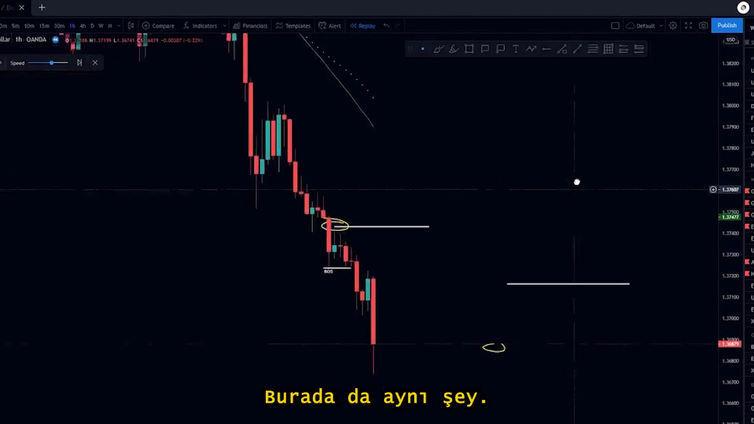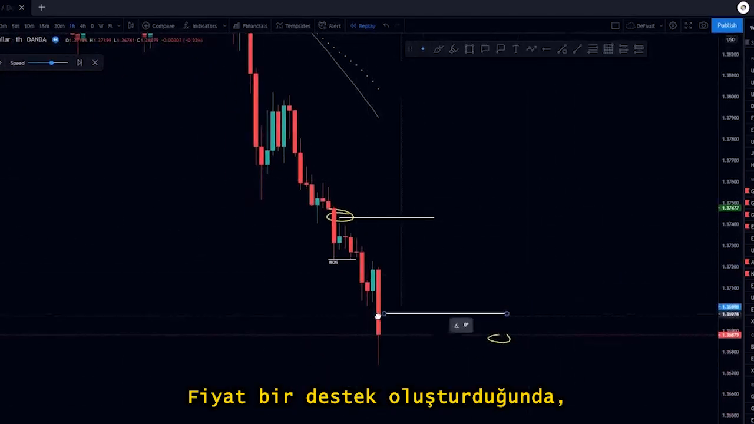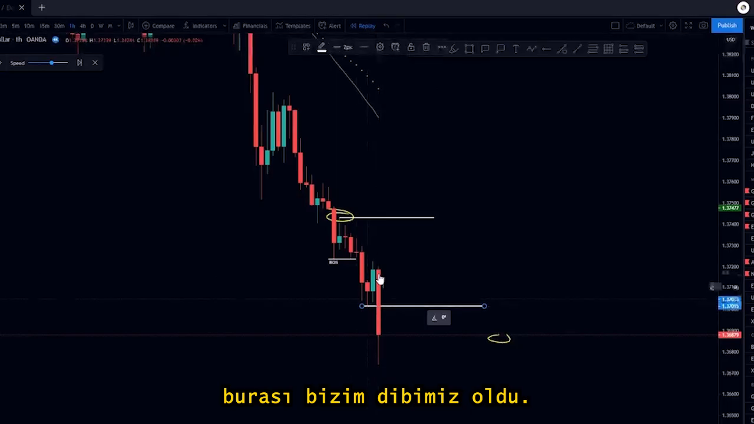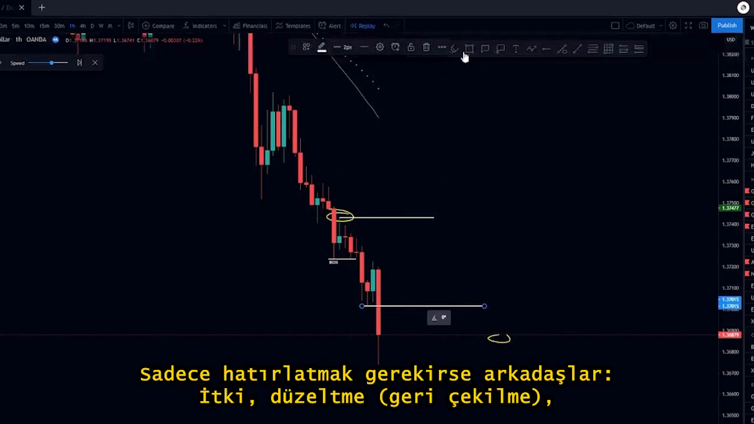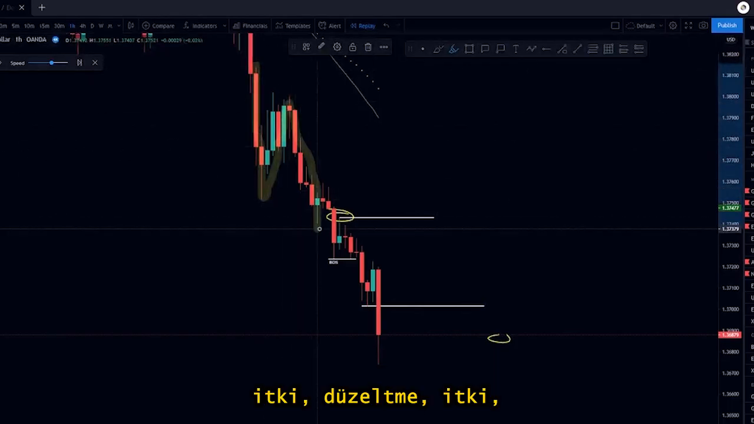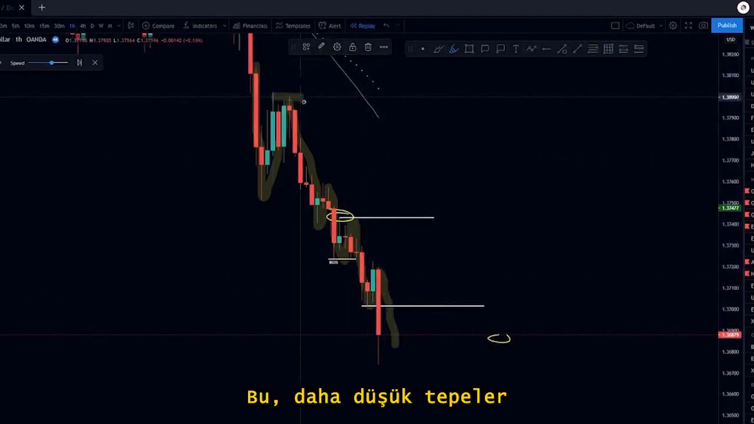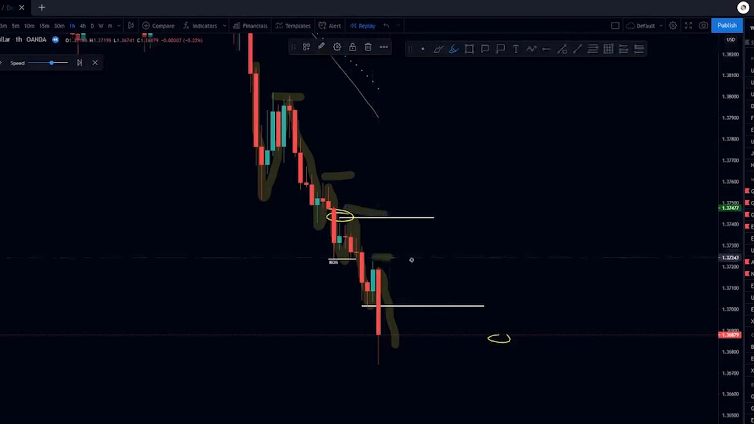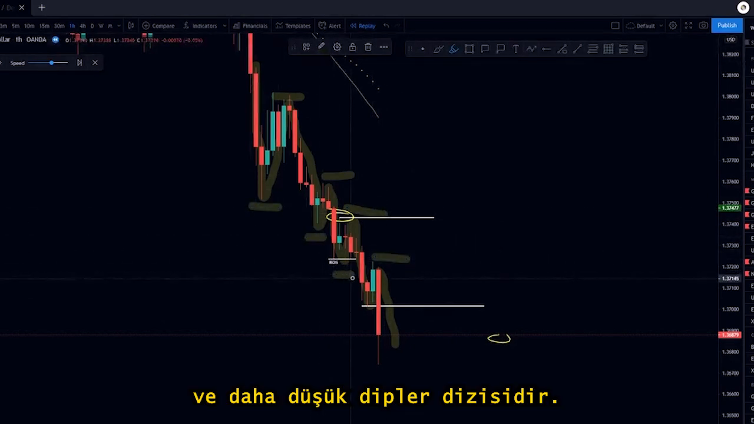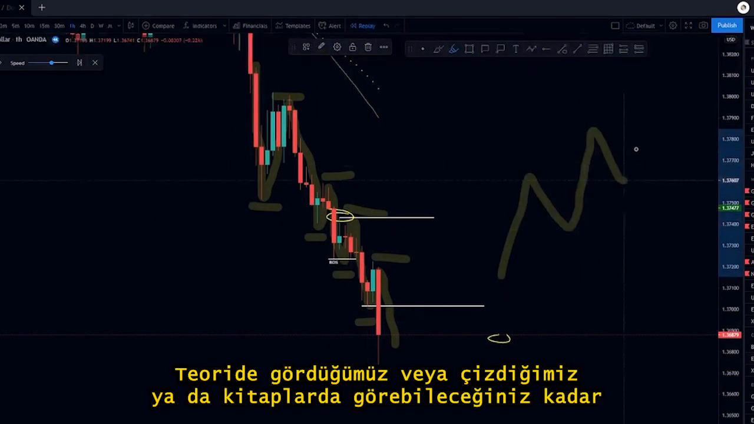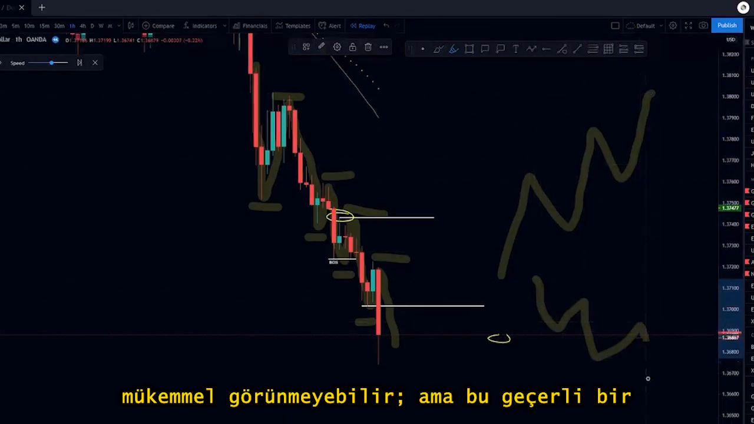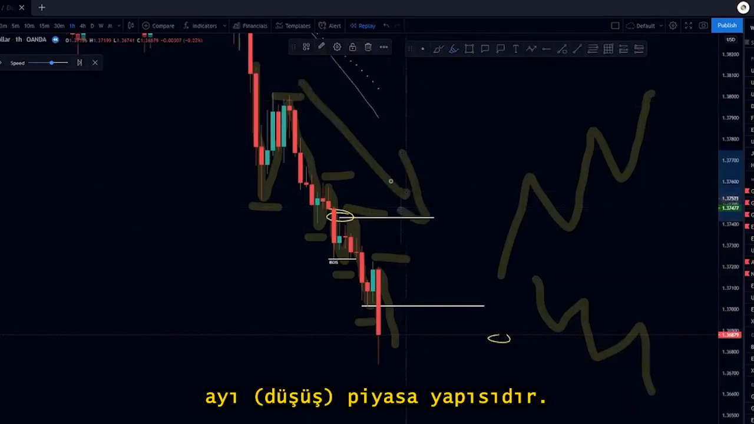Okay, same thing here. This then became our low as price created a support. Okay, and just to remind you guys, impulse, retracement, impulse, retracement, impulse, retracement, impulse, retracement, impulse. This is a sequence of lower highs and lower lows. Okay, it won't look as perfect as what we see in theory and what we sketch or what you might see in books, but this is a valid bearish market structure.